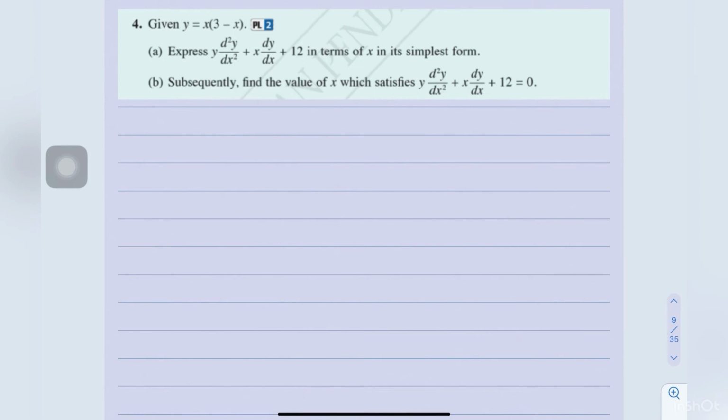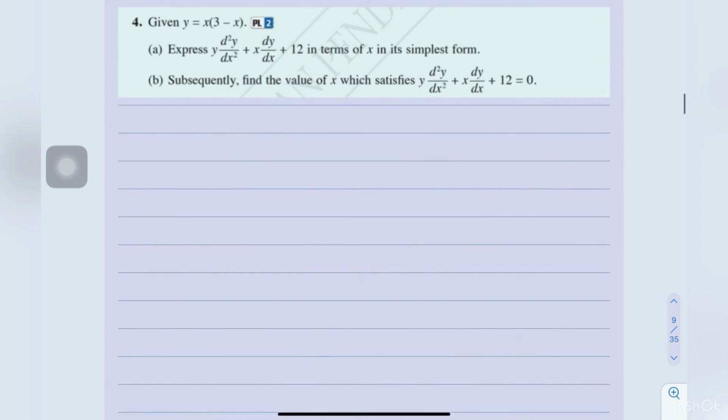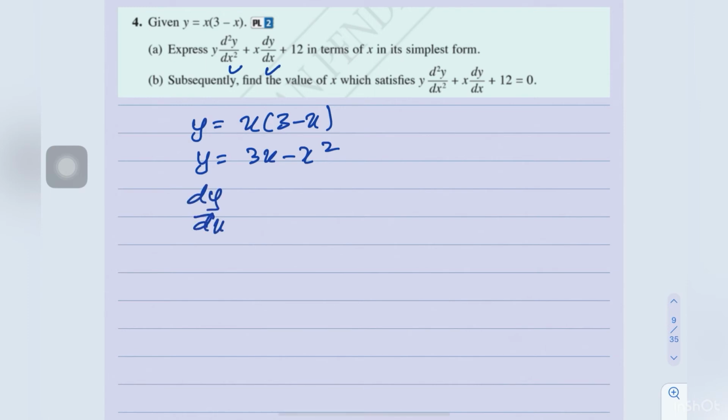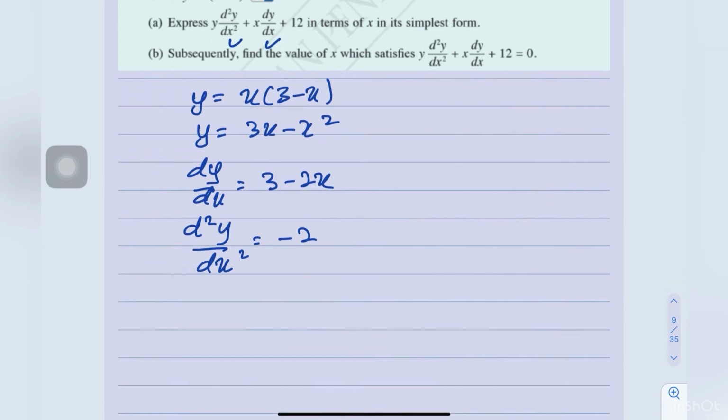Now we start from y. y equals x(3 minus x). We expand: y equals 3x minus x squared. Here we need the value of dy/dx and d squared y/dx squared. So you differentiate. The first derivative is 3 minus 2x, and the second derivative equals negative 2.